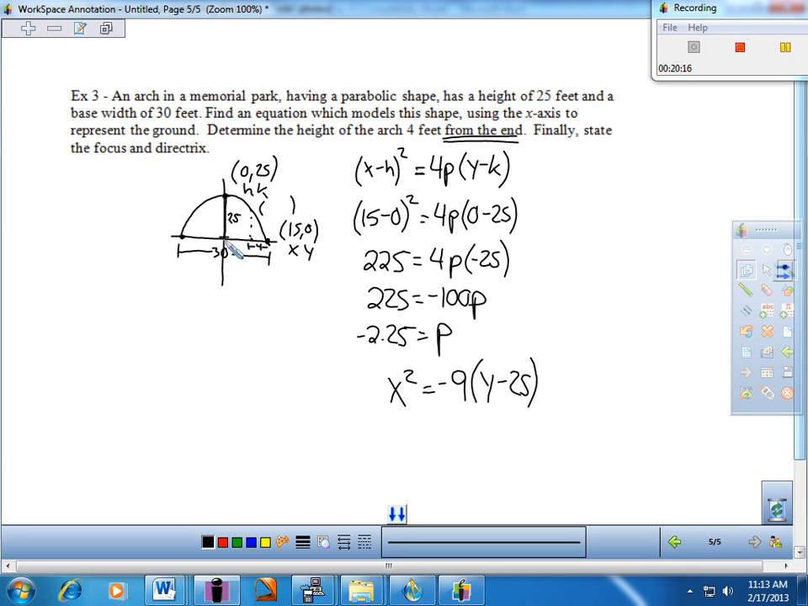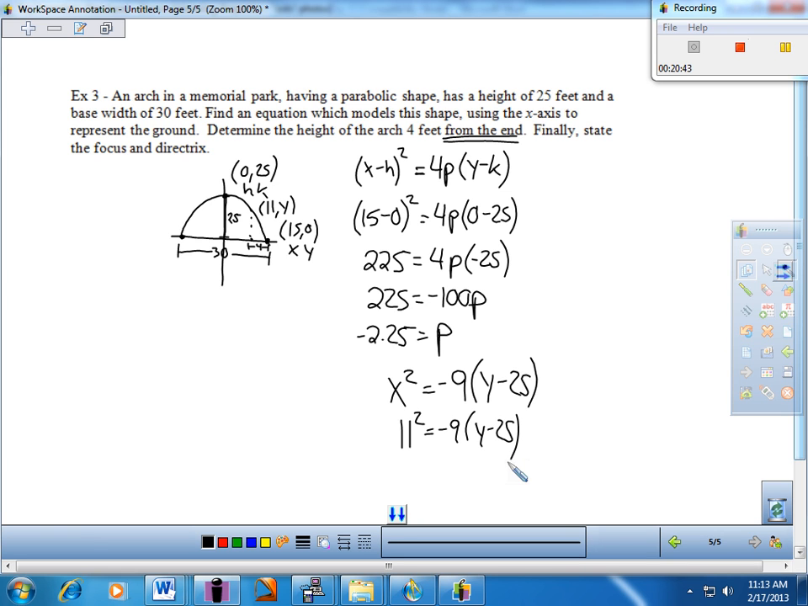And it looks like, just the way I see it, it's got to be 11, right? Because it was 15 from here to here. I'm coming in 4 from that 15, so that's what I'm looking at. X is going to be 11, and the y is the unknown, and that's what we'll solve. All right, let's run the calculation. 11 squared equals -9 times y minus 25.